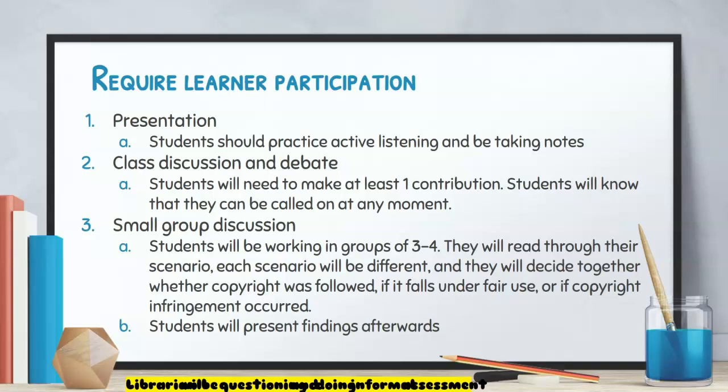During the small group discussion, students will be working in groups of 3 to 4. I said 4, but in case students are absent or the numbers don't work out, 3 to 4. They will do their scenario. Each scenario will be different, and they will need to present their findings afterwards to their group members. And if there is time after all of this is done, each group will be able to present their scenarios to the whole class. And librarians will be questioning and doing informal assessment throughout the duration of the lesson. So that will be something that will require learner participation.